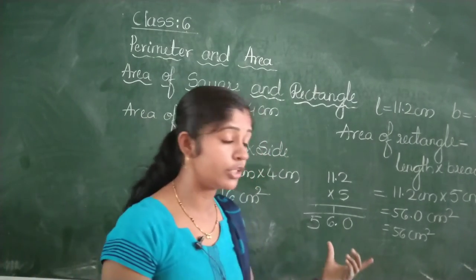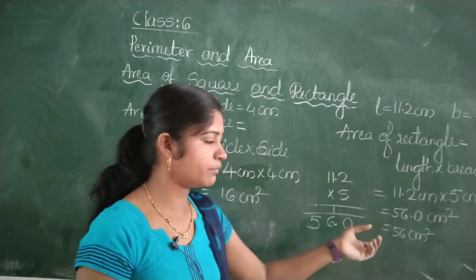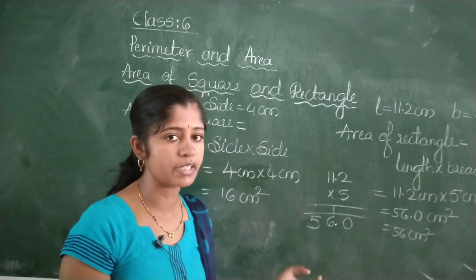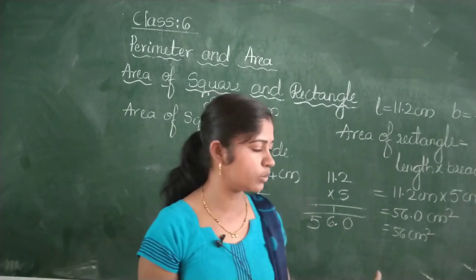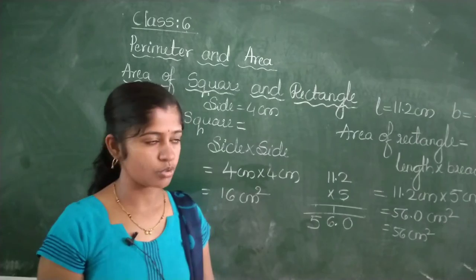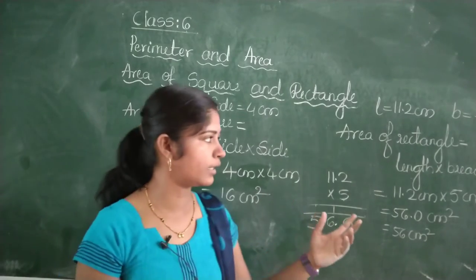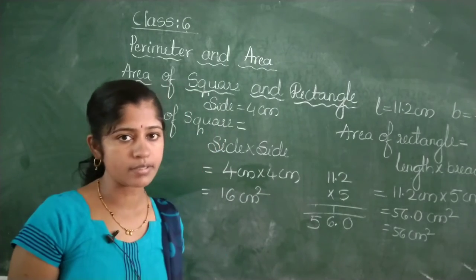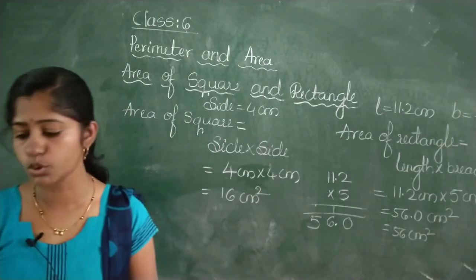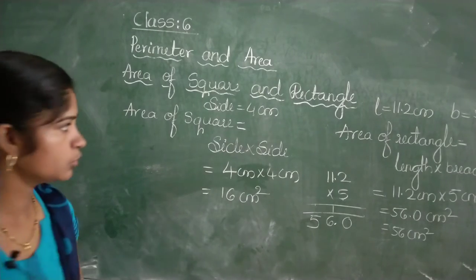Here there is no need to give the point, because after the decimal point if there is a 0 then it doesn't have any value, and its value is 56 centimeter square. So these are the normal ones, where they directly give side, or length and breadth, and you will find the answer. And now I will solve some story problems from your exercise 13.2.